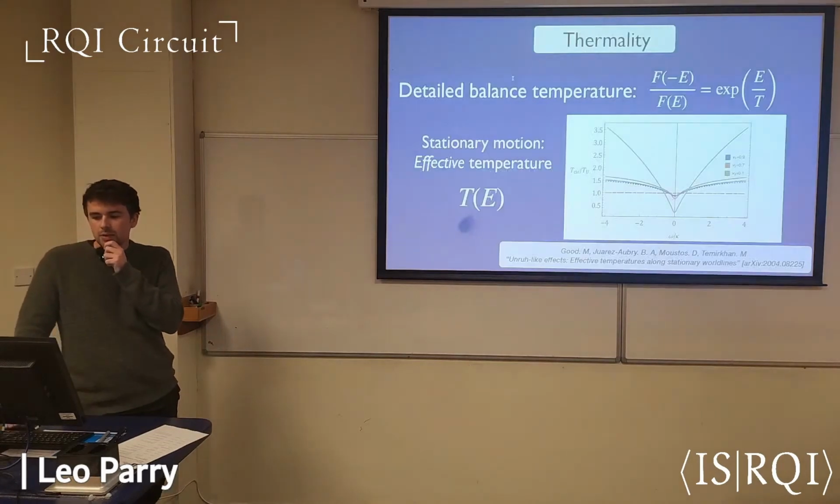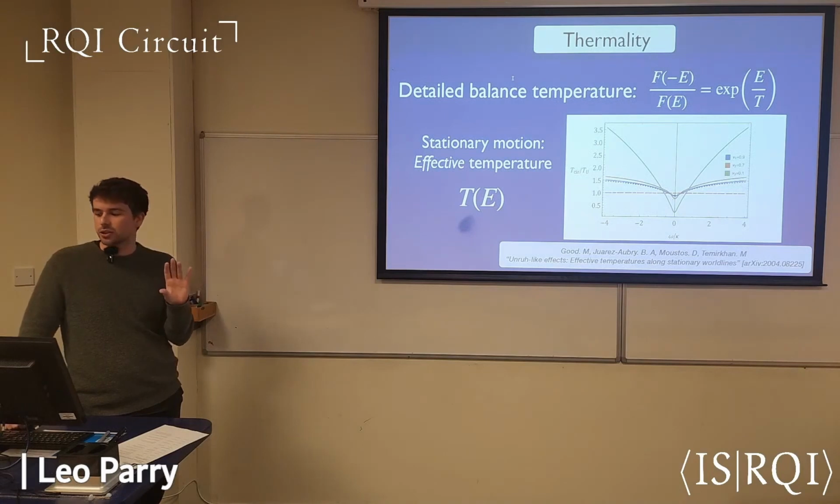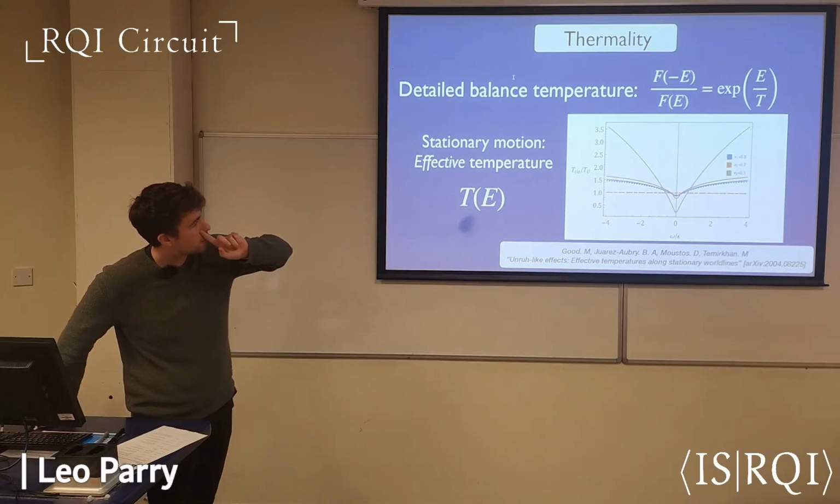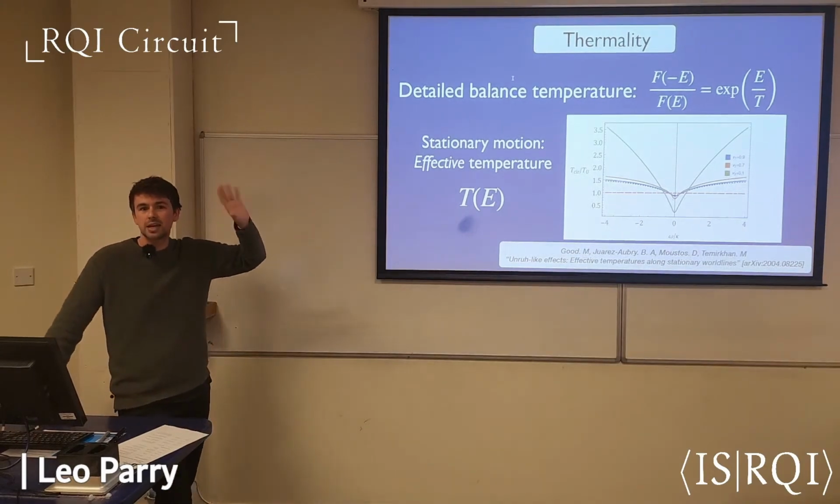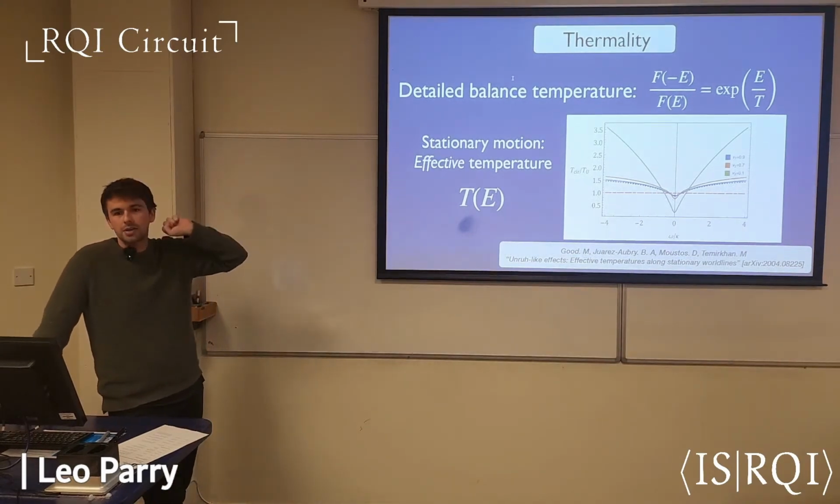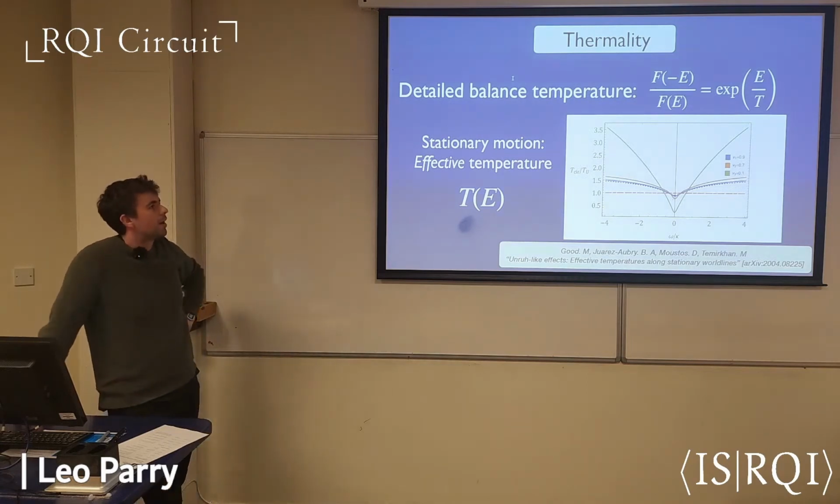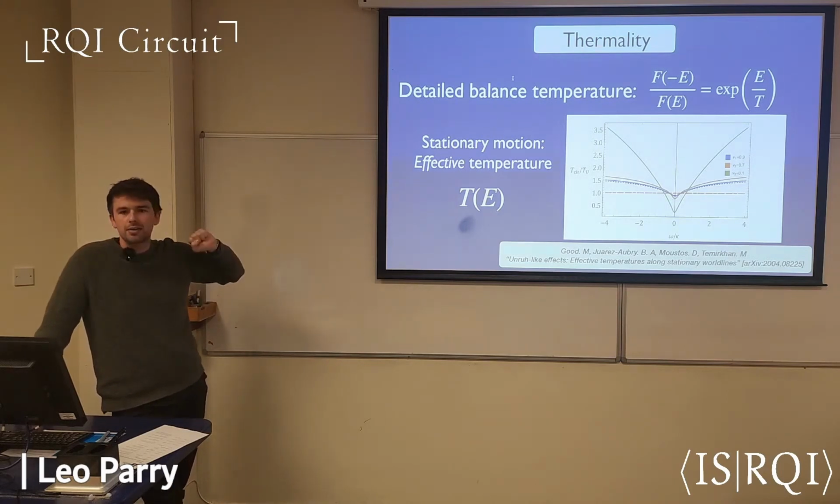So once we have the response function, we can extract this notion of a temperature using this detailed balance formula here. We take the ratio of the de-excitations and the excitations, and then we can pull out a temperature from this formula. For example, if you have inertial motion, this formula will give you T equals 0. If you have linear acceleration, this formula will give you T equals a over 2 pi. However, in general, for stationary motion, this temperature will depend on the energy gap.